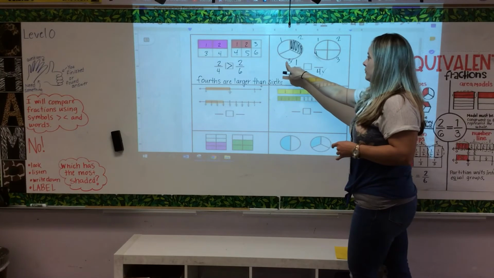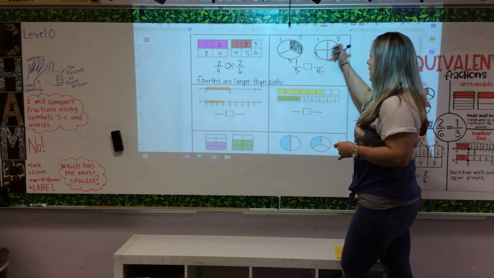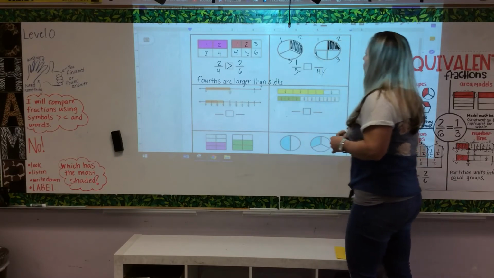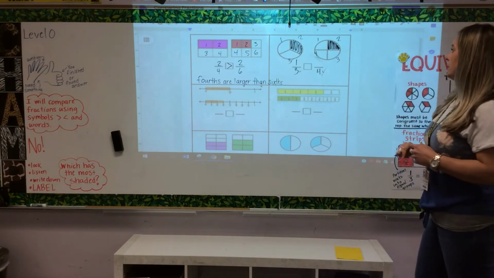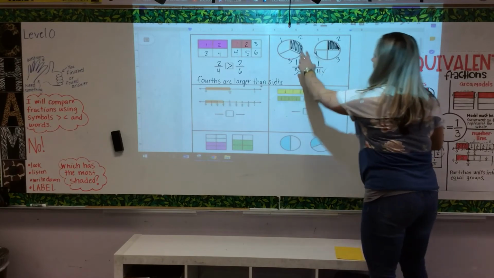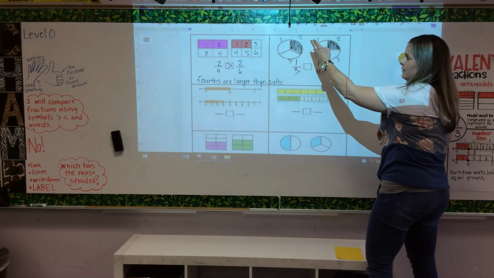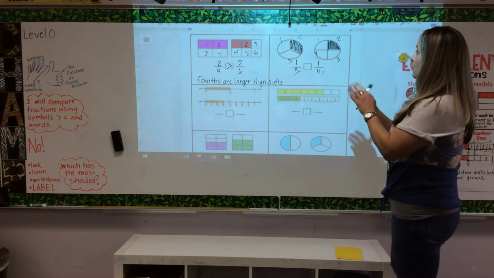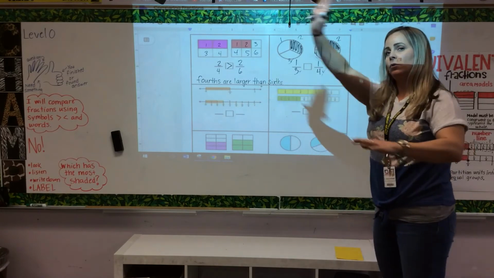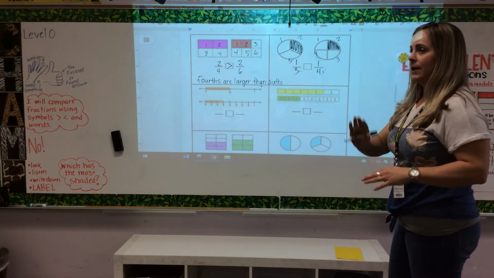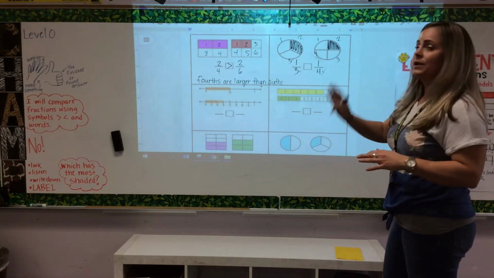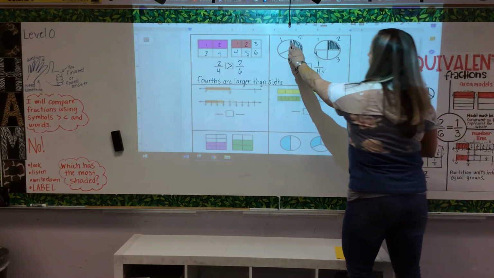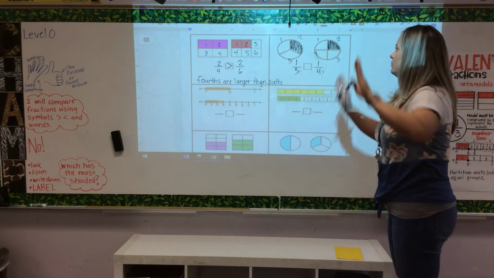So check those denominators. Thirds, fourths, right? And then let's shade 1/4 over there as well. So both of them have 1 shaded, right? That does not matter. What matters is which one has the most out of the whole thing shaded. Okay? Which one has the most colored in out of the whole circle, right? So if you even took away those lines, which one has the most shaded?